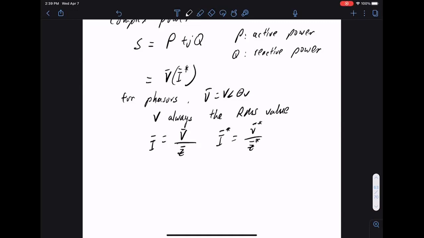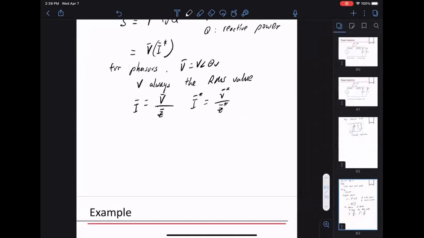Okay, so this is our equation. Let's do some examples to get a feeling for these things. The first example, let's see how much space I have.